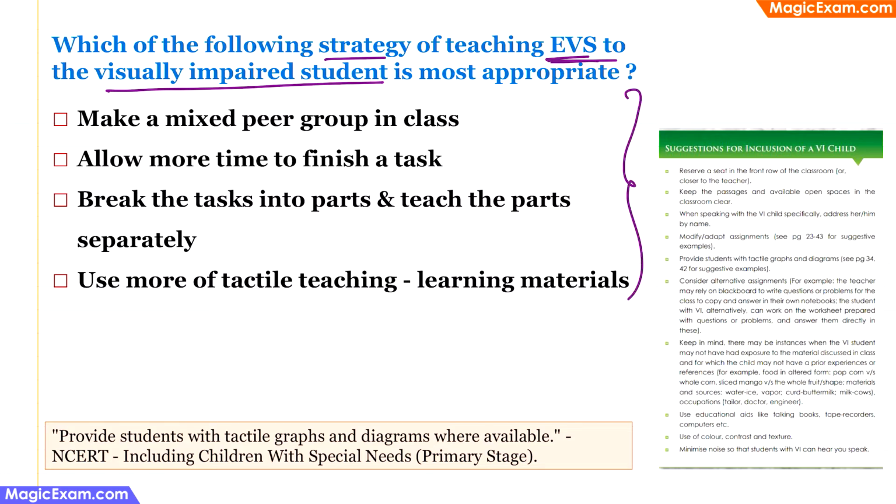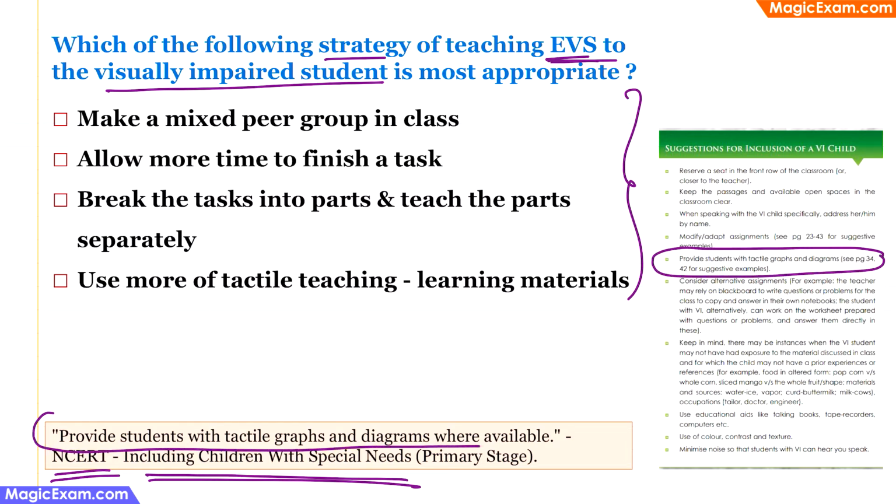From a theoretical perspective, if we refer to the NCERT guidelines on including children with special needs, in that document, it is clearly mentioned that children should be provided with tactile graphs and diagrams. So, children should be provided with tactile graphs and diagrams wherever available. And this is not just for EVS, but this is for all subjects. So now, when we look at the answer options, the last one says use more tactile teaching and learning materials.